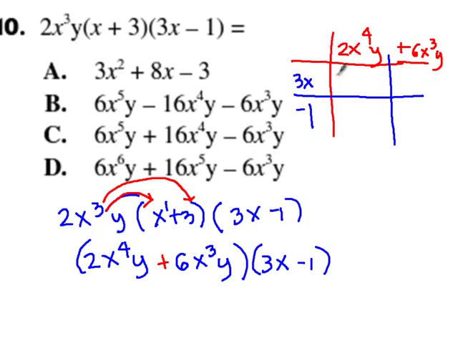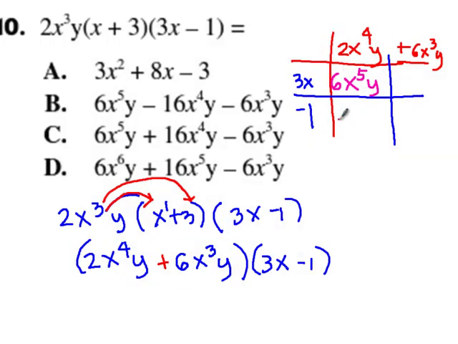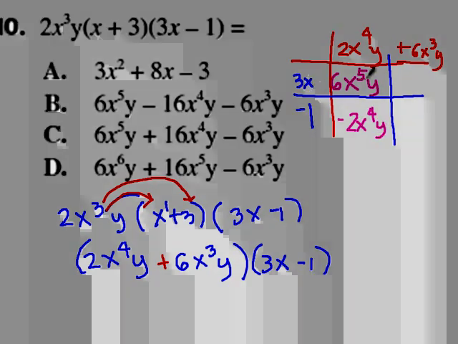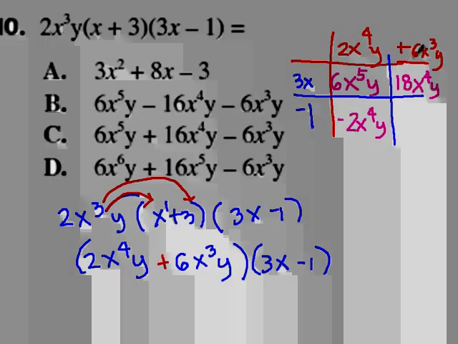So 2 times 3 is 6. X to the 4th times x is x to the 5th. Then I copy y. Then multiply -1 to this number. So we'll just get negative 2x to the fourth y. Then 3 times 6 is 18. X times x cubed is x to the fourth. We add the exponents. And then y. And then lastly, -1 times positive 6x cubed y is negative 6x cubed y.